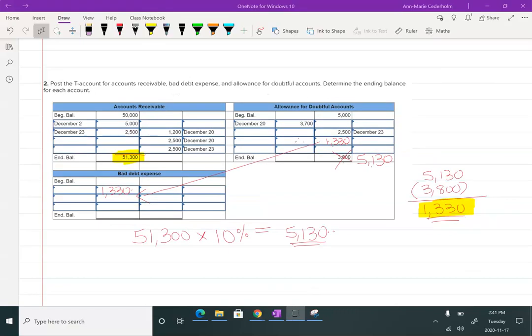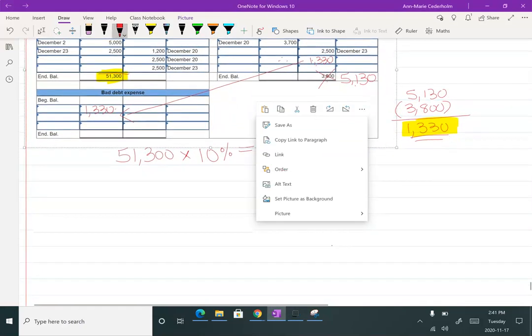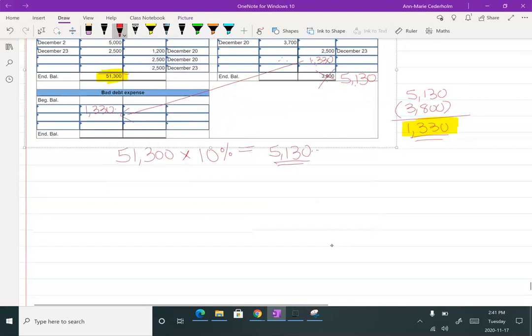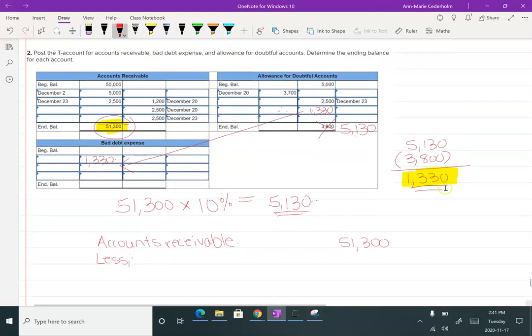Now, one more thing that I want to show you before I let you go is if they ask me what the accounts receivable looks like on the balance sheet, what we would do is we would take this 51,300 and then subtract your allowance for doubtful accounts. And now sometimes when we shorten this, we call it allowance for doubtful accounts. I'll just put that here. So we'll subtract out that 5,130.